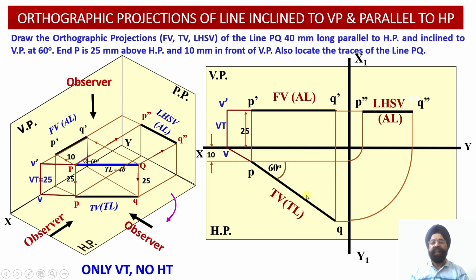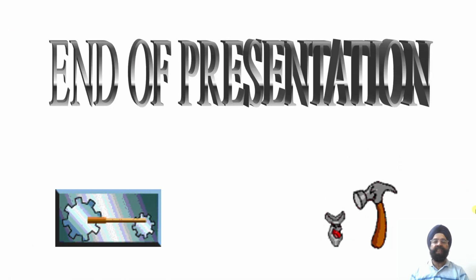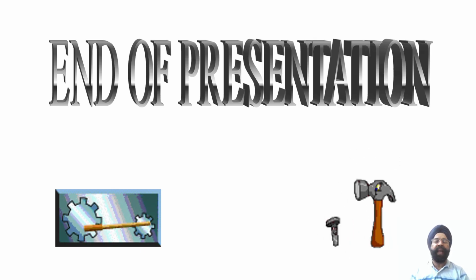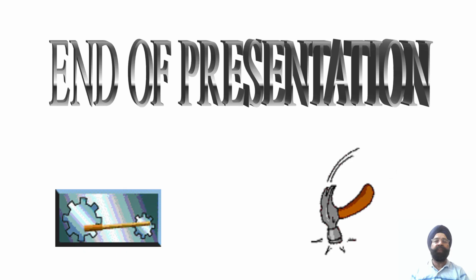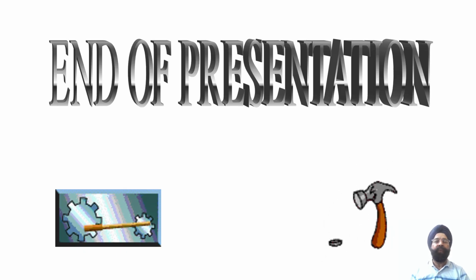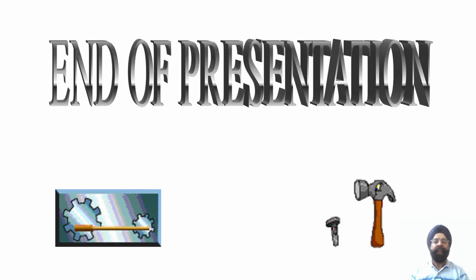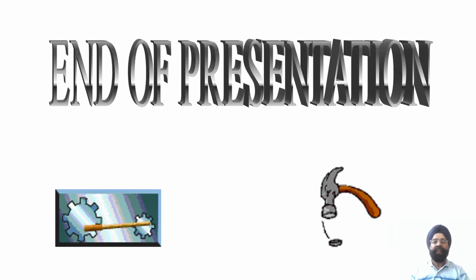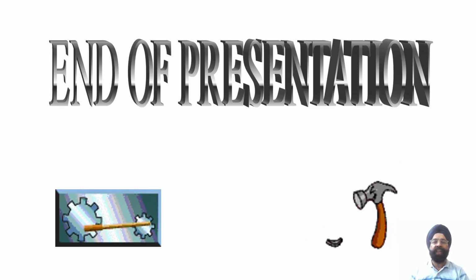And besides this, we have also evaluated the traces of the line. So this is all for today. I hope that through this discussion you would have understood the procedure of locating the line in the 3D spatial environment using the horizontal plane, vertical plane and the profile plane. And you would have also understood how we go about construction of the orthographic projections and traces of a line which happens to be inclined to the vertical plane and parallel to the horizontal plane.